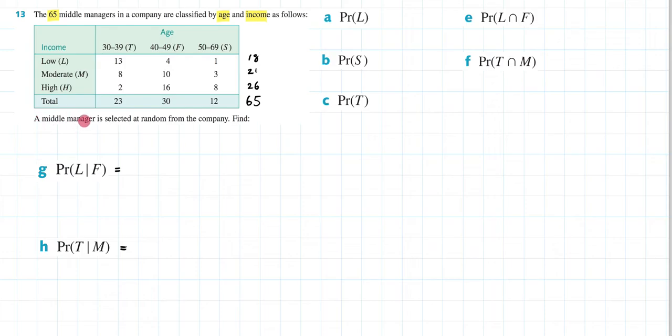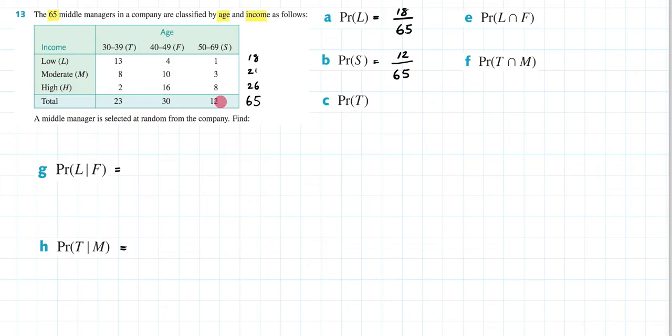because now a middle manager is selected at random from the company. Find the probability that they are on a low income. So the probability that they're on a low income, I have 18 middle managers on low incomes, and that is out of a total of 65. Next, I have people who are S. So what is the probability I'm going to randomly select someone who is old? So I have 12 older people out of my 65 middle managers.